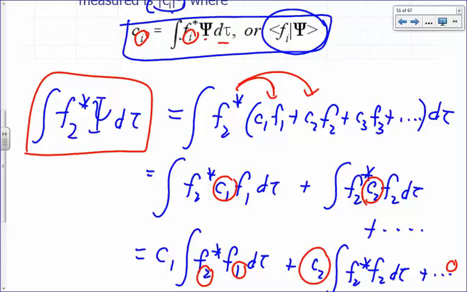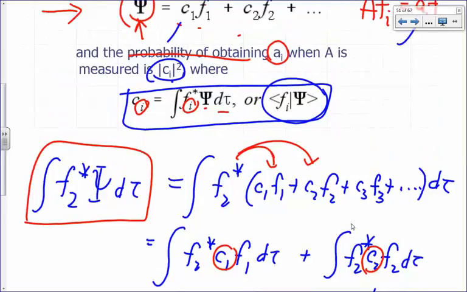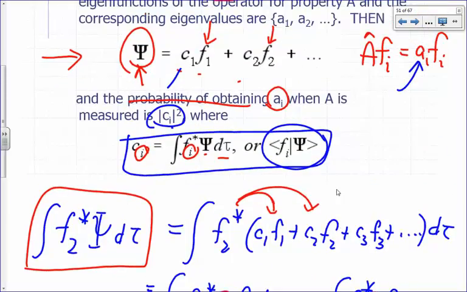Or you can write that in bracket notation, which makes it easier. So the probability that if you were to measure a particular property A, according to postulate number 3, the only possible values you can get are A1, A2, A3, A4, those little a's, the eigenvalues. This postulate says what? The probability that you would get any one of those particular values would be equal to the square of the coefficient in the expansion of psi in terms of the eigenfunctions.